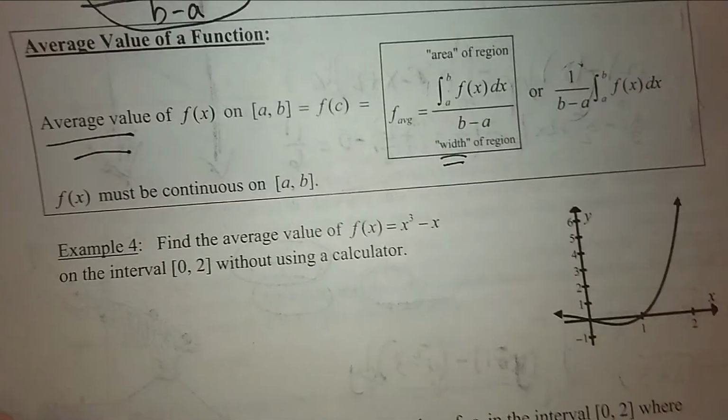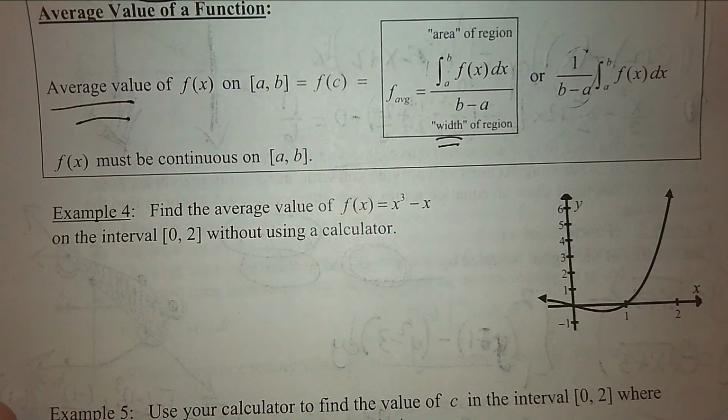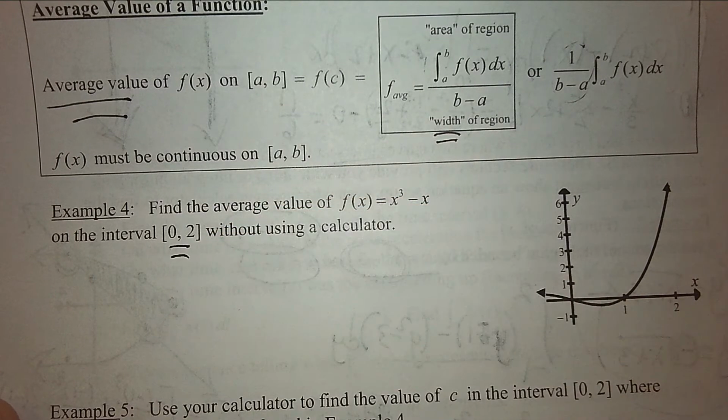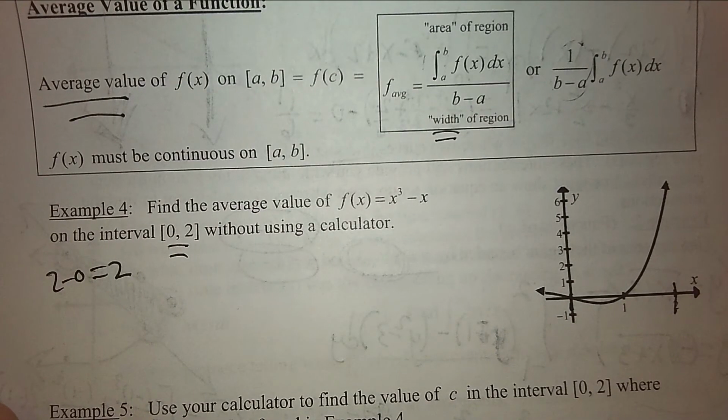So example 4, find the average value of this function. So what am I asked for average value? What's the average y values? What's the average output? So if you looked at every single y value in that bound, what's the average y value in that one? So we're going to go from 0 to 2. So first of all, what's the width of our bound? How would I find that? The width of the region from 0 to 2? I would just go 2 subtract 0. So 2 subtract 0 is 2. And that's going to be my denominator.